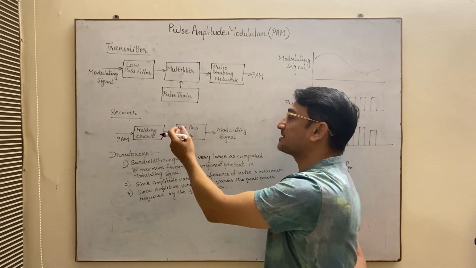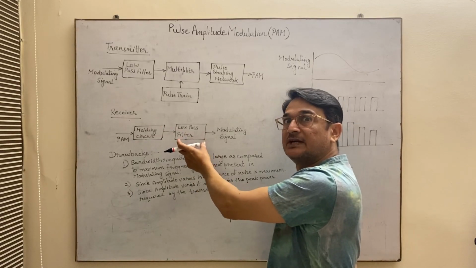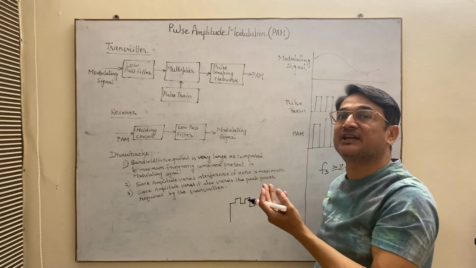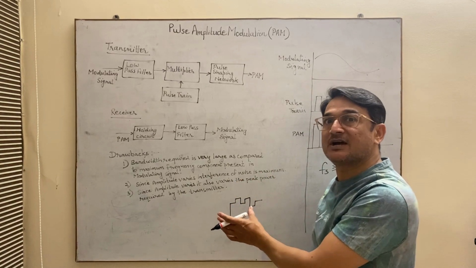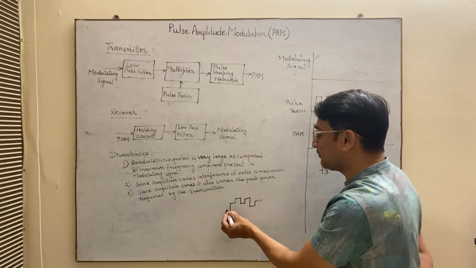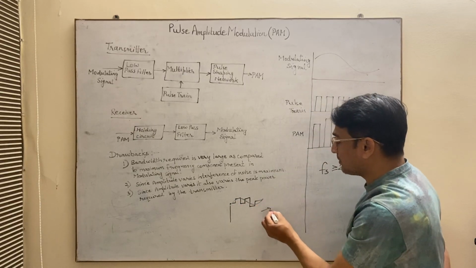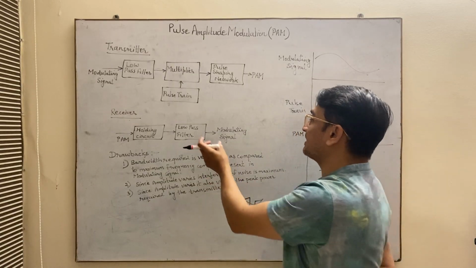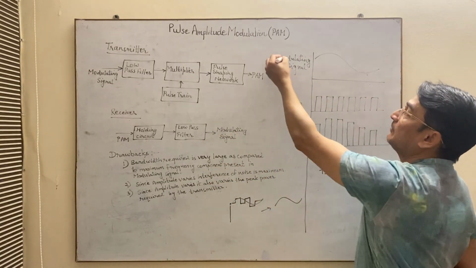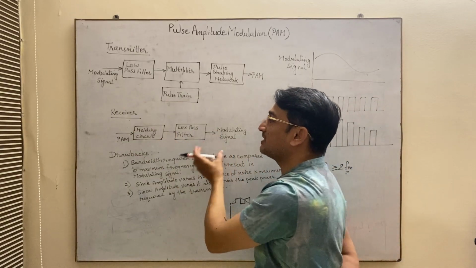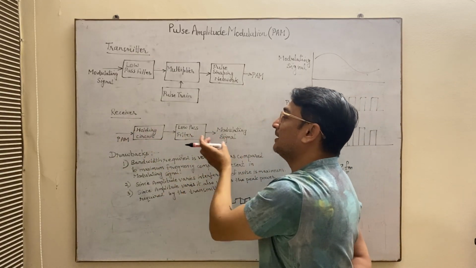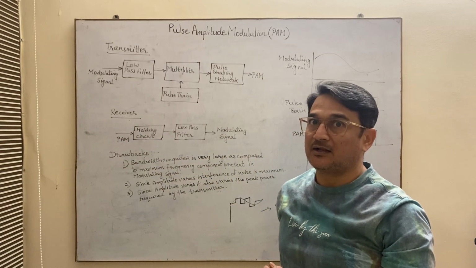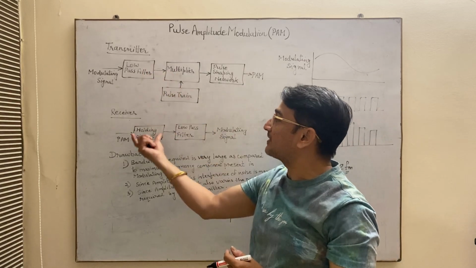Then the signal is passed through the low pass filter. We have already seen this type of concept in digital communication. When such a signal is passed through the low pass filter, it removes the high frequency component and smooths the curve. So the output of this will be something like this, by removing the high frequency component. That will be nothing but our modulating signal. So this is how the receiver works, and this is how you can regenerate your modulating signal from the pulse amplitude modulated signal. I hope you understood the concept of transmitter and receiver.